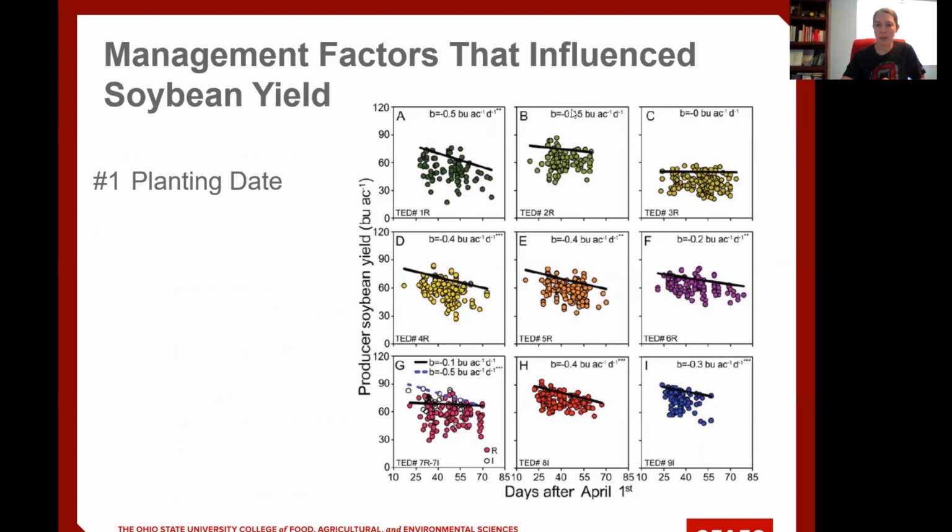Box B here shows that central, southern portion of Ohio. Yield was reduced as soybeans were planted later, but by not as much. Here it was about 0.15 bushel per acre per day for each day soybeans were planted after the end of April.